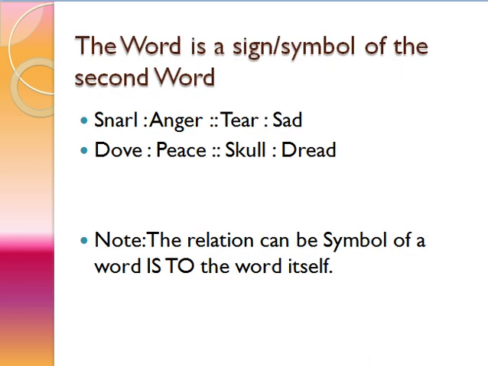The first word is a symbol or sign of the second word. For example, snarl is to anger as stare is to sad. Dove is to peace as skull is to dread. Dove is acting as a sign or symbol of peace. Skull is acting as a symbol of dread. The relationship can be symbol of the word is to the word itself.